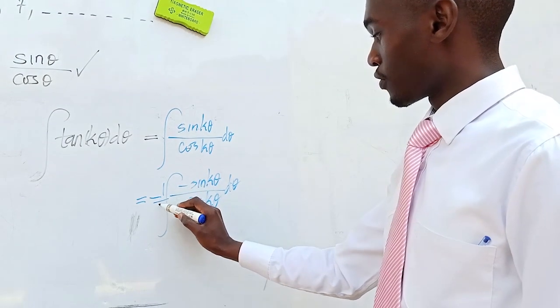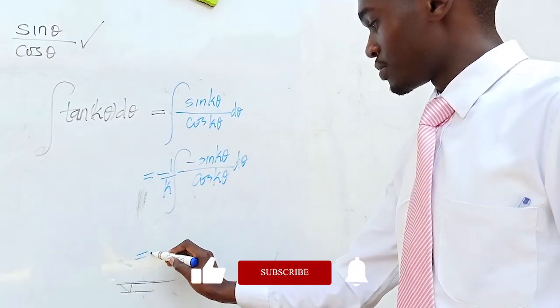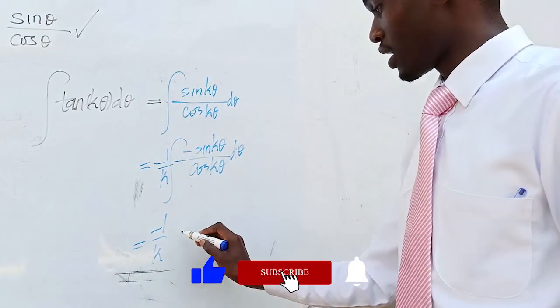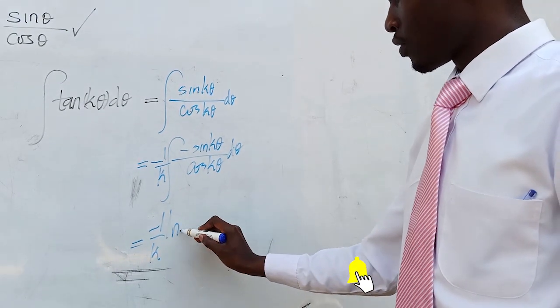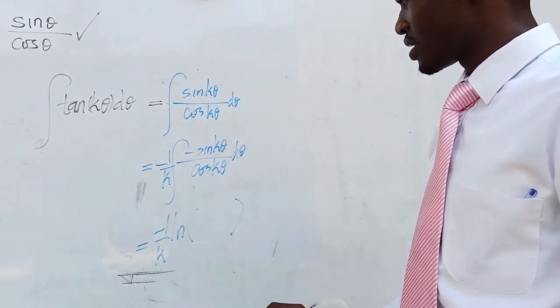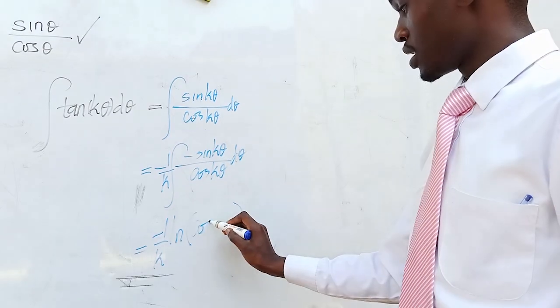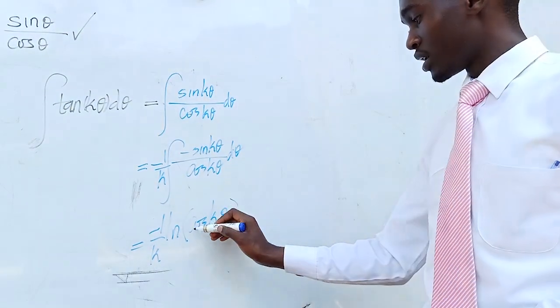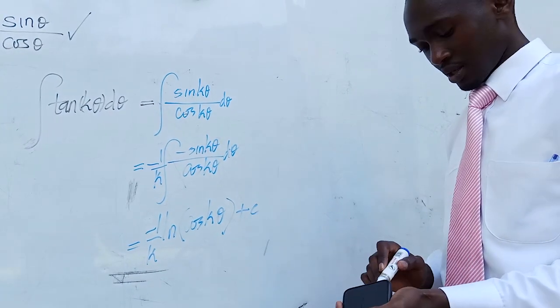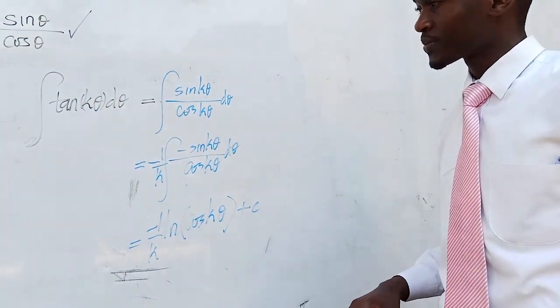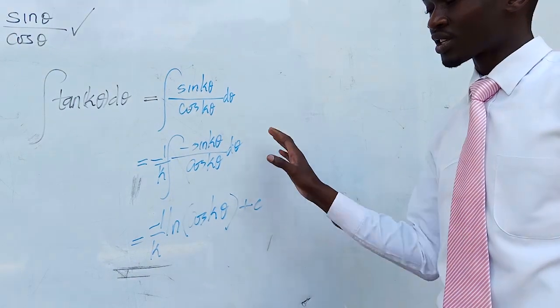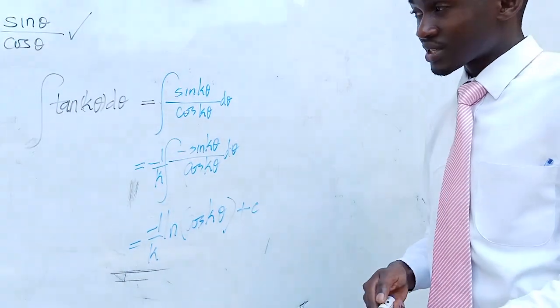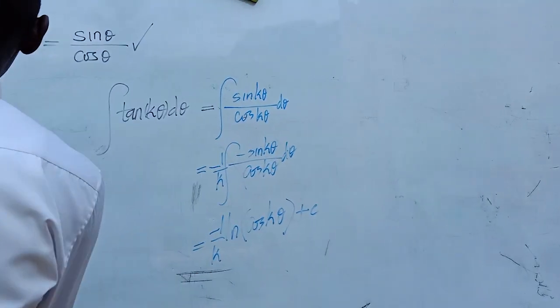And then I involve the k, and this becomes negative 1 over k. The derivative of the denominator is the numerator, which will be the natural log of the denominator, plus a constant without limits. These initial stages, I've handled them as a subsection for power 1.